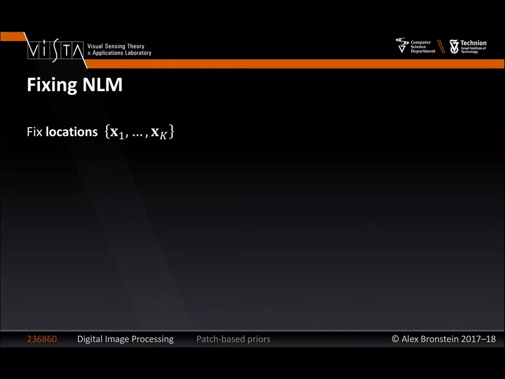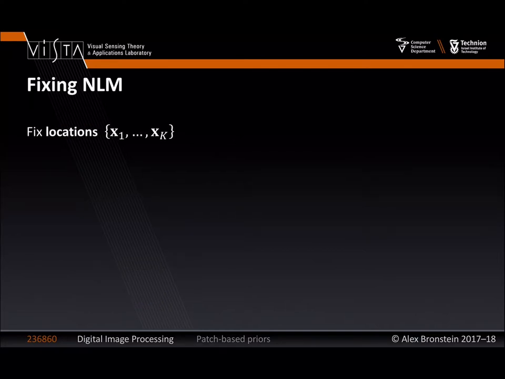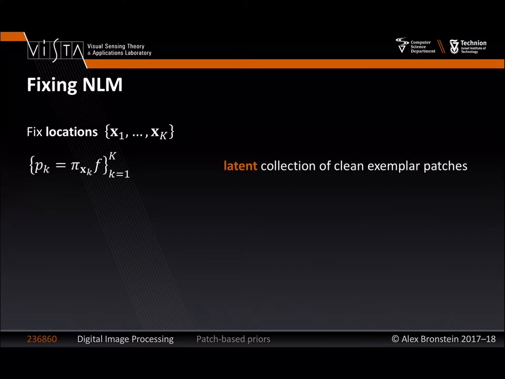Okay, so let's get back to our stuff. Again, I'm reminding you that the problem that we had with non-local means is that, due to the fact that we are now taking noisy patches as our exemplars, it's not an MMSE estimator anymore. So let's see how we fix it. First of all, I don't want to deal with those integrals anymore. I would like to fix k locations in my image. I would like to get back to something that looks like an exemplar-based denoising problem. Before I had capital K exemplars, now I'm going to assume that my exemplars, the pk's, come from patches at a set of points xk, let's say uniformly sampled points from my image domain.